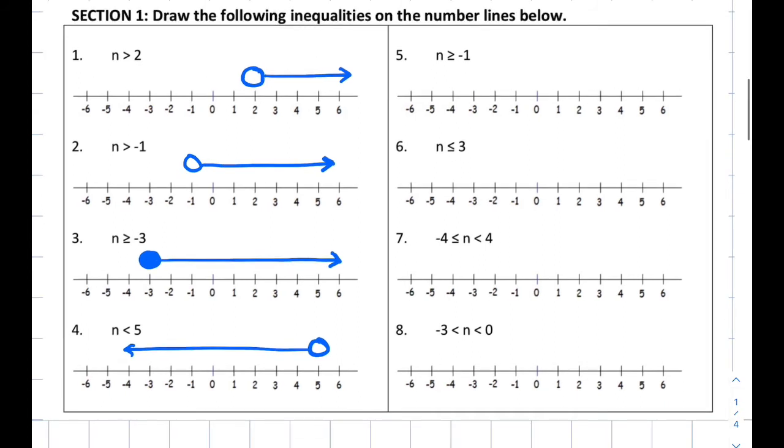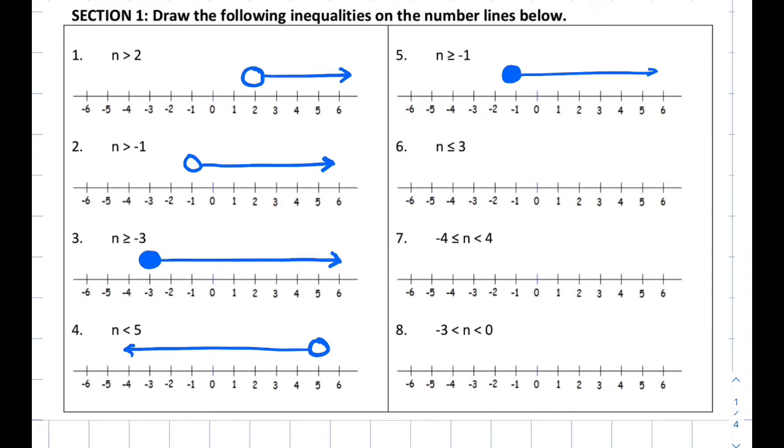Number 5, where n is greater than or equal to -1. So we can draw a circle there, fill in the circle because we've got an equal to sign there as well, where all the values are -1 and beyond. So all the values which are greater than or equal to -1.